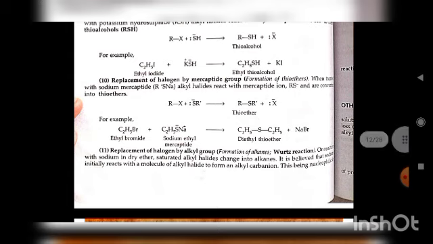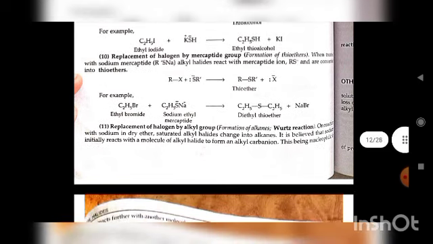Replacement of halogen by mercaptide group. Formation of thioethers when treated with sodium mercaptide. Alkyl halides react with mercaptide ions, RS negative, and are converted into thioethers. For example, ethyl bromide with sodium ethyl mercaptide gives diethyl thioether and sodium bromide.